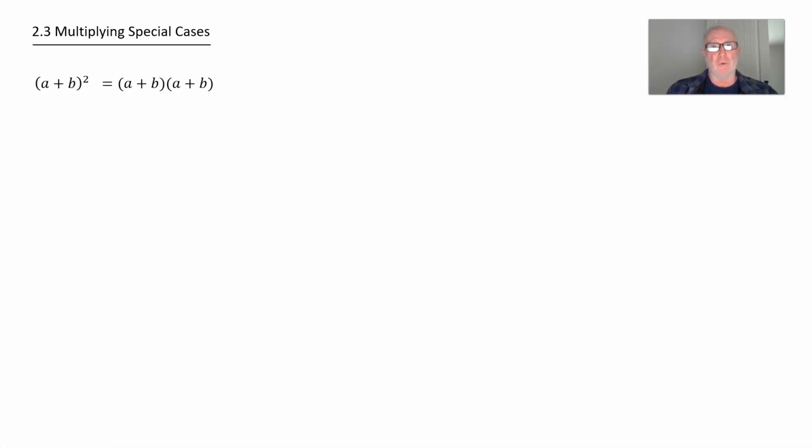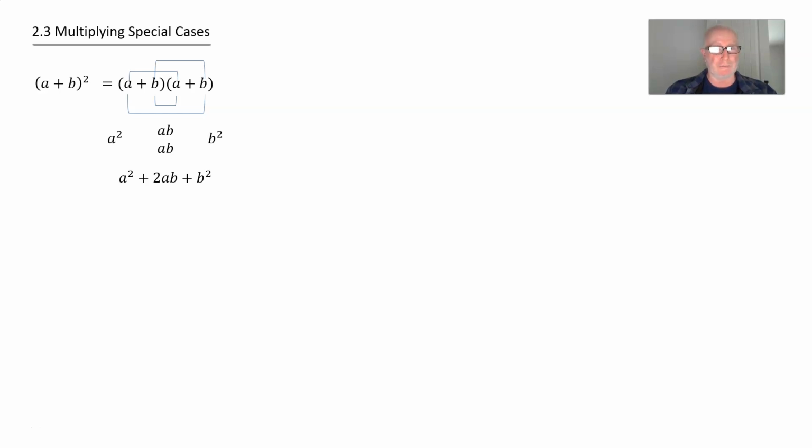If we use our FOIL method, first, outside, inside, last, and look at multiplying the first terms and the last terms, we get a squared and b squared. Then if we do the inside and the outside, we have a times b and a times b. So we have two of the same thing. So we end up with a squared plus 2ab plus b squared. So we can use that to square a binomial.